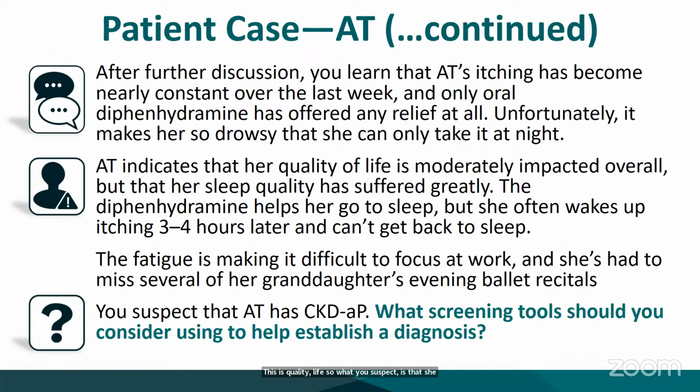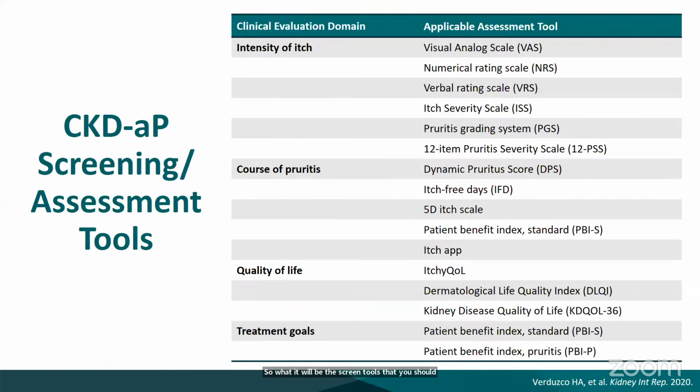So what screening tools should you consider using to help establish this diagnosis? If you look at the screening tools here, there are several. There are ones that you can look at for the intensity of the itch, such as a visual analog scale, a numeric rating scale, which is NRS, a verbal rating scale, an itching severity scale, ISS, a pruritus grading system, PGS, or a 12-item severity scale.